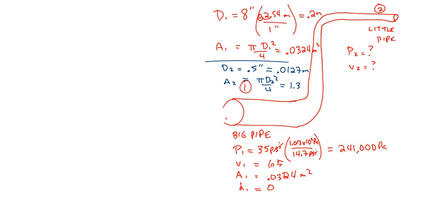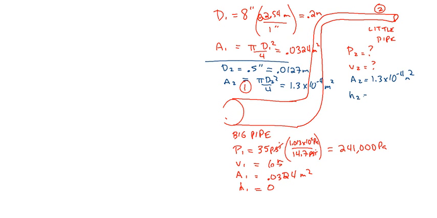And 1.3 times 10 to the negative 4 square meters on that. So we've got our area now. A2 equals 1.3 times 10 to the negative 4 meters squared. The other number that we need to know is the height. How high up does this go?